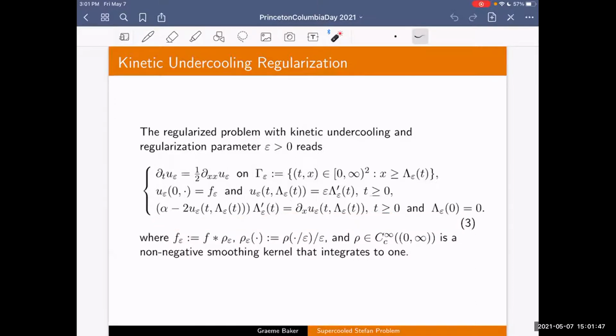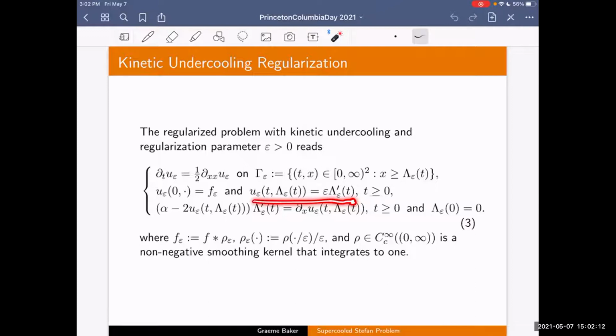And then the other difference is that instead of having the liquid being at equilibrium temperature at the boundary, we want u epsilon at the boundary to be epsilon times lambda prime. So we can think about this in two ways. If lambda prime stays small, then as epsilon goes to 0, this will give us back our equilibrium condition.